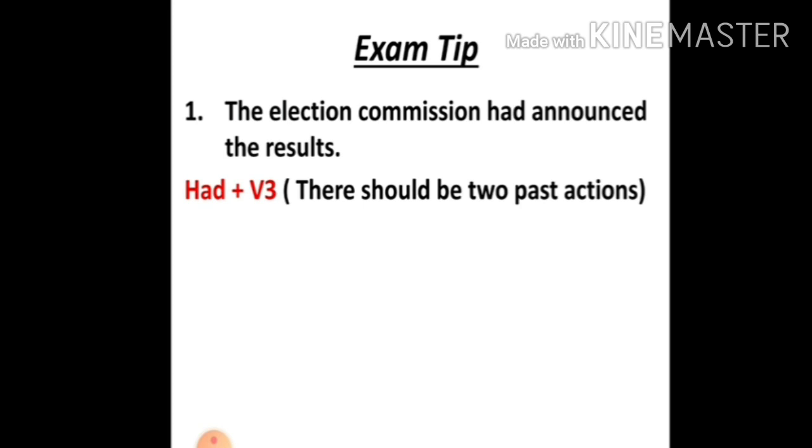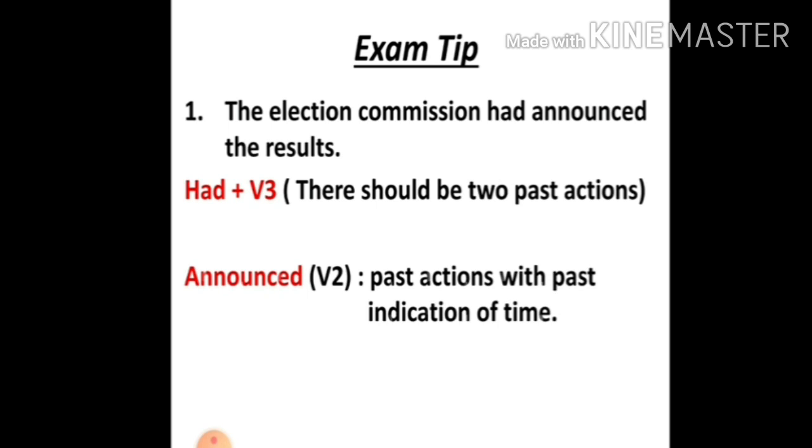And when do we use had plus V3? To use had plus V3, there should be two past actions. How many past actions are there in the sentence? There is only one action, that is the announcement of results. There is only one verb. That means you cannot use had plus V3, since had plus V3 is used to refer to the first completed past action when two past actions were done in the past. So you can eliminate had plus V3, that is wrong.